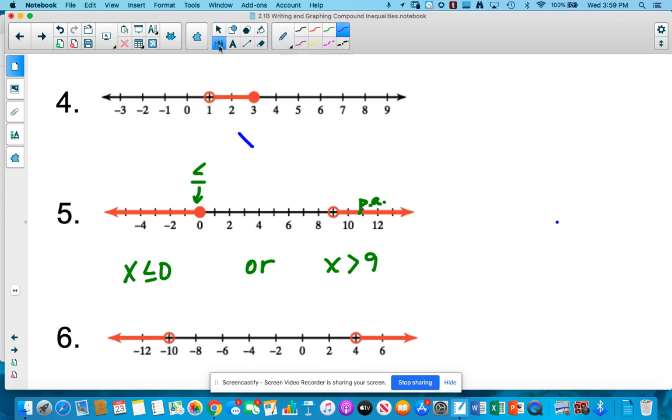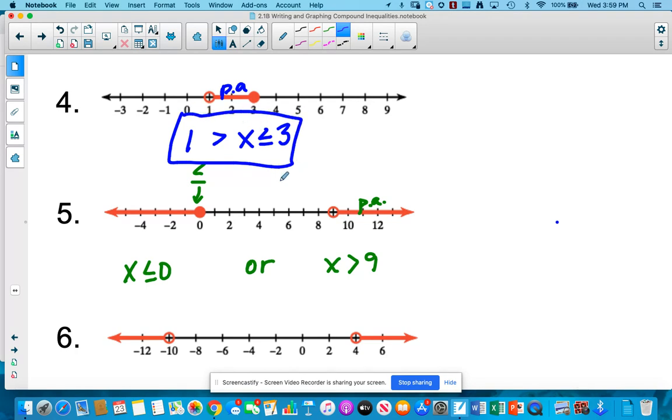Okay, so let's check your work from 4 and 6. So 4 is an and statement, so it's going to be x comparing 3 and x comparing 1. So all of these in here are your possible answers. All of those answers are less than or equal to 3. All of these answers are greater than 1. So this is your compound inequality.